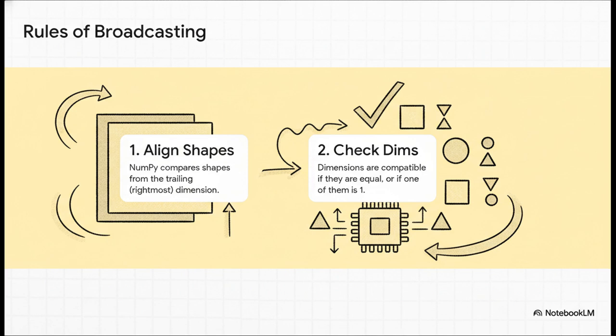To really master broadcasting, you only need to burn these two simple rules into your brain. First, NumPy always lines up the array shapes from the right side and works its way left. Always start at the end. Second, as it compares each pair of dimensions, they're considered compatible if their sizes are equal or if one of them has the size of 1. If those conditions are true all the way down the line, the arrays can be broadcast.